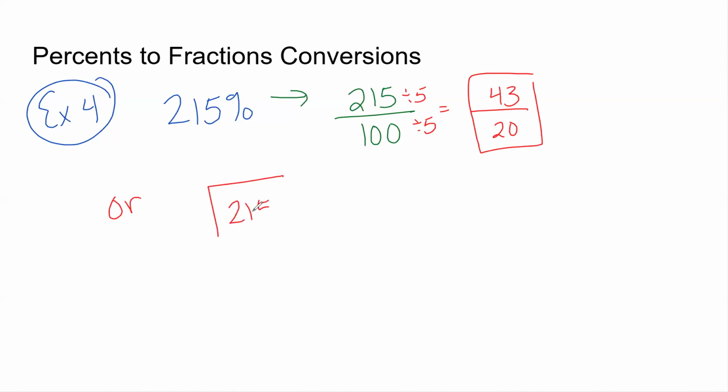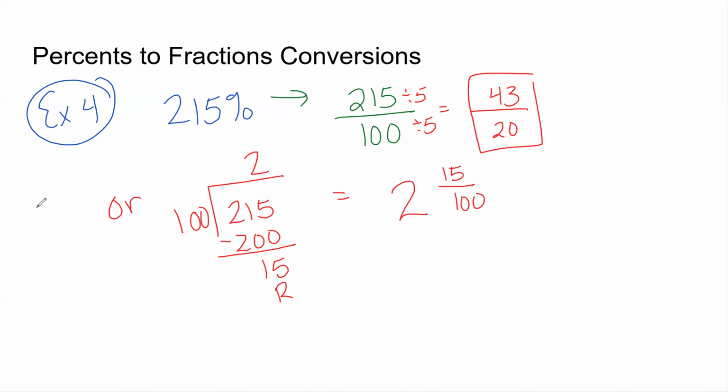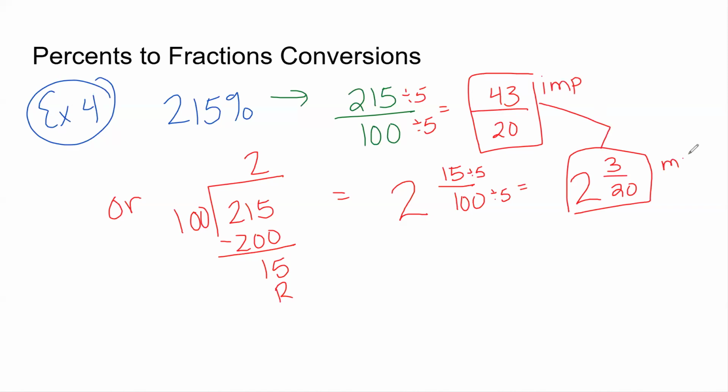Or turn it to a mixed number. So that would be 215 divided by 100. That goes in twice, which is 200, leaving you 15 for the remainder or the numerator. So 2 is the whole number, 15 is your numerator, your top, over your same denominator, and then that just reduces. You can divide by 5, which will give you 2 3/20. Same thing. One's just an improper and one's a mixed number. So it will just depend on what your teacher wants there. But you start the same every time by putting it over 100.